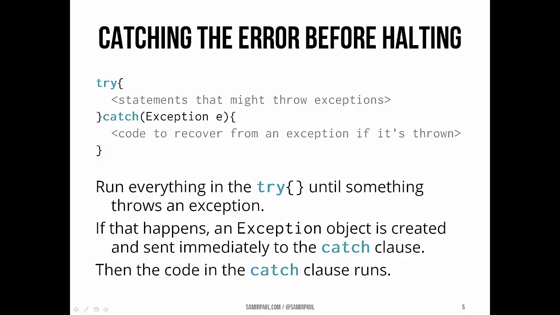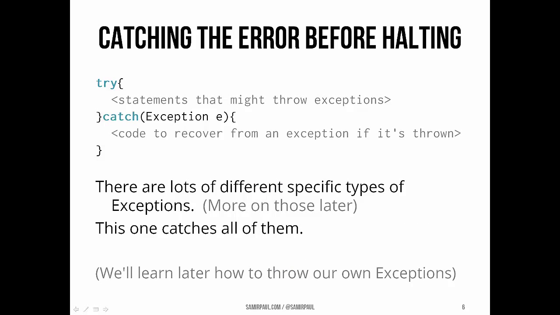On the other hand, if we run through all the code in the try statement, but there are no exceptions thrown, then we skip the whole catch clause. We don't even go into it. There's actually tons of different kinds of specific exceptions, but this one that we have right here with exception E in the catch clause actually catches all of them. That handles all of them with no problem. At some point later, we'll go into a little bit more detail about specific exceptions and how we can deal with those.